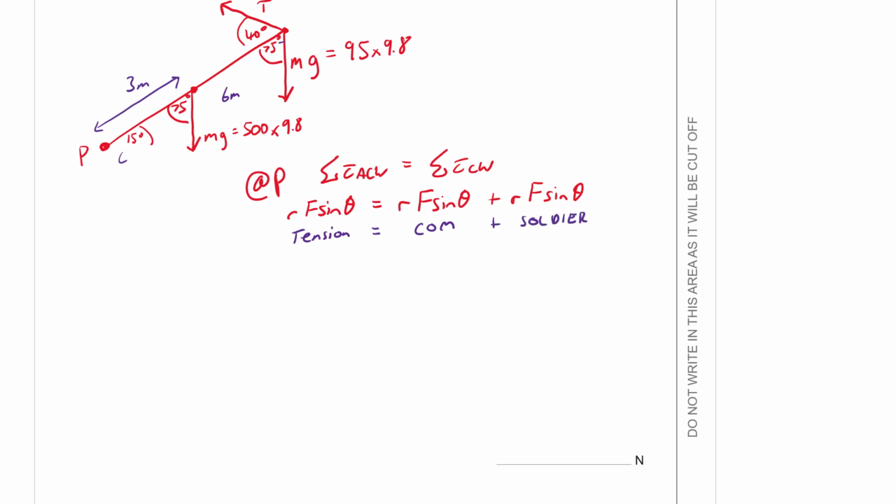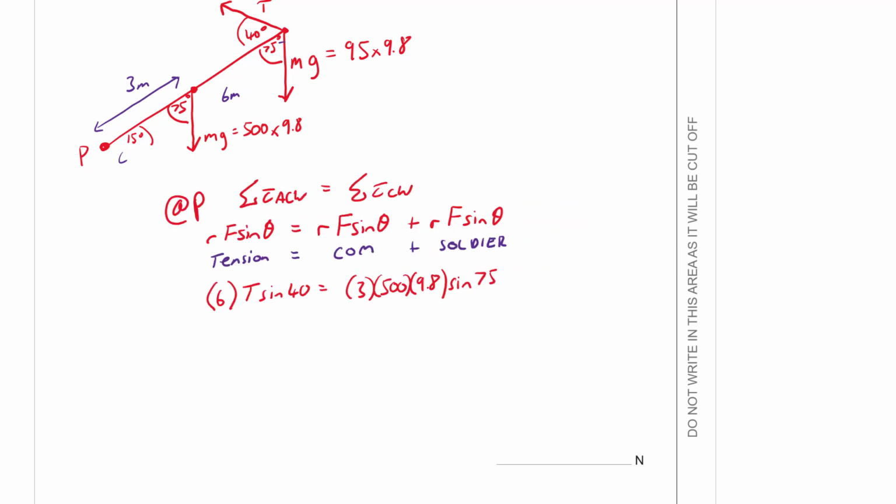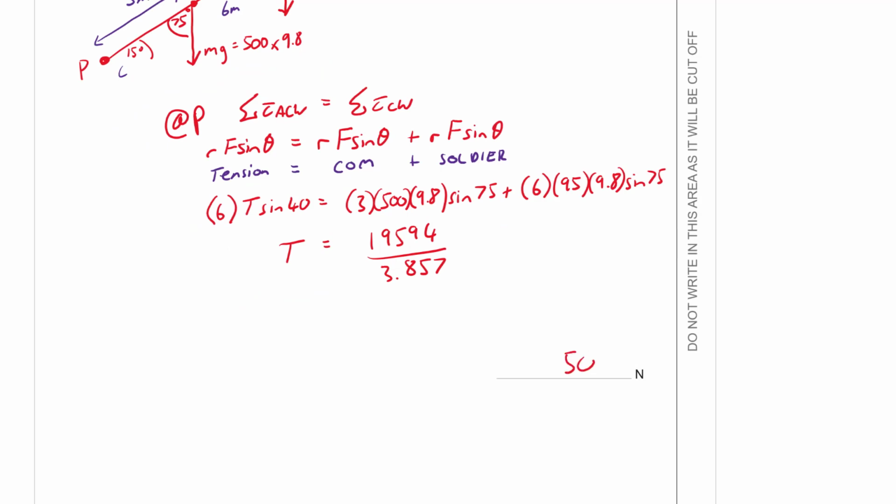Right, so now the tension acts at 6 meters along, tension sine 40. Center of mass acts at 3, 500, 9.8. In this case, it's now also sine 75. I'm going to need more space. And that's going to be plus. Soldier's at the end, 6, 95, 9.8, sine 75. Right, put all that in, and I end up with 19594. This start over here is 3.857, and you end up with 5,080 newtons. And there you go.